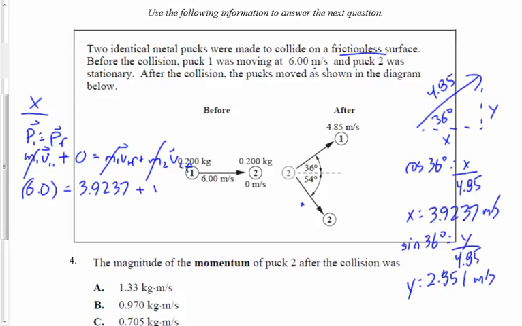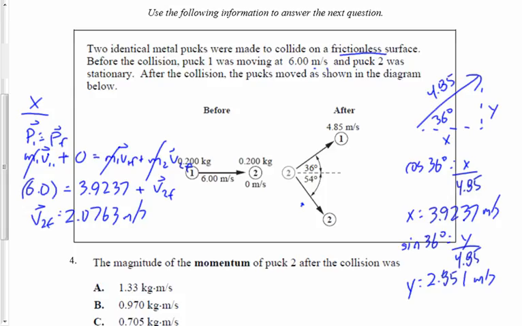Plus V2F. Solve for V2F, and it's going to work out to be, what is that? 2.0763. Yeah? What do we do next? What do we always do next? The Y component, right? The Y component's even easier. How come? Because before the collision, they're both 0, right?